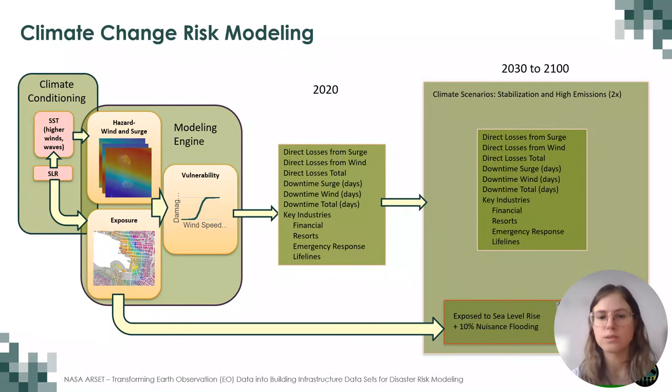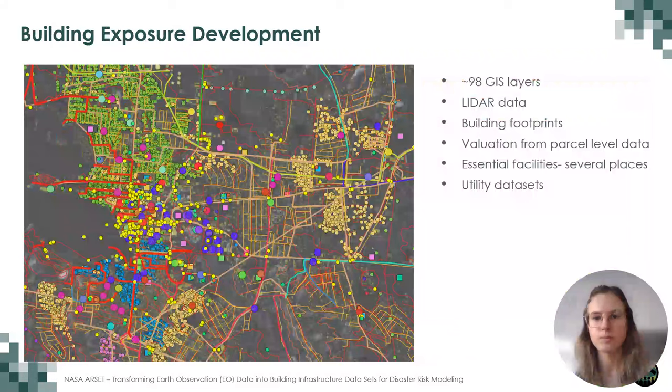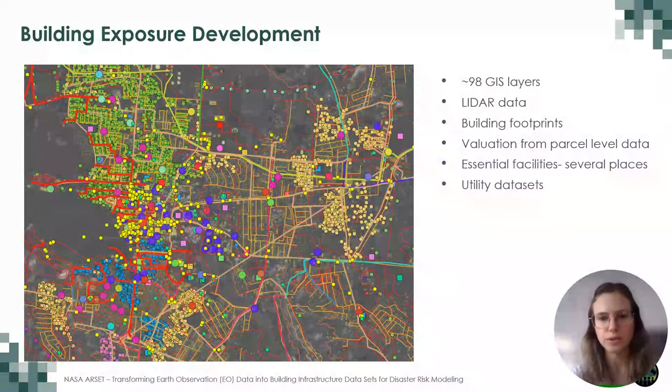We will give some examples of that next. So let's talk about the exposure development process. We collected almost 100 GIS layers, which included very detailed LiDAR data, building footprints, valuation from parcel level data, data on essential facilities, we will give some examples, also on utilities.